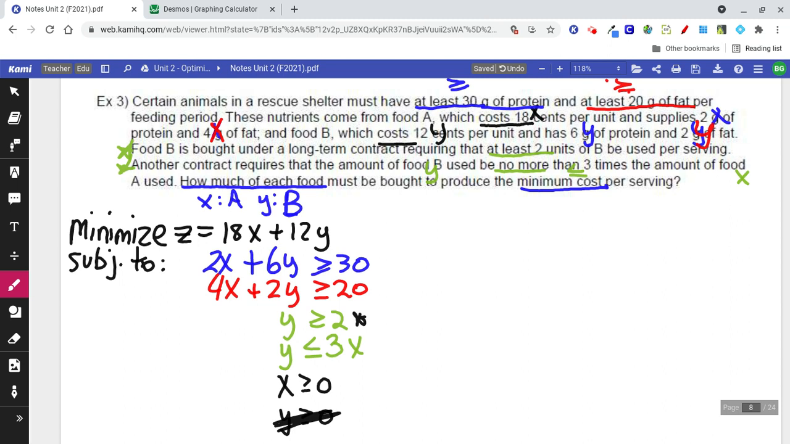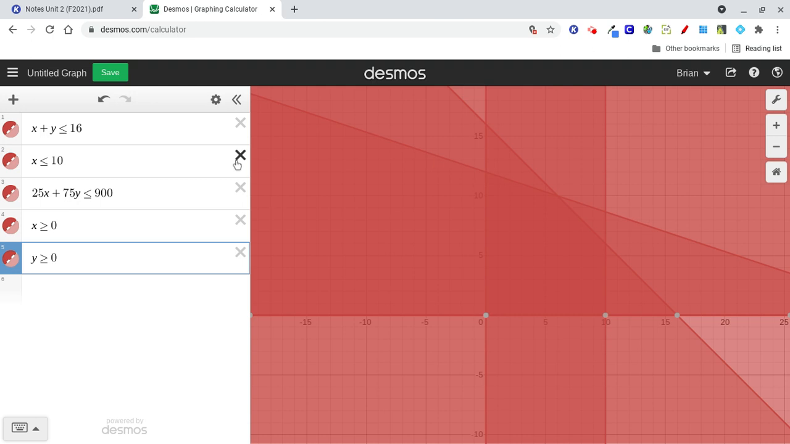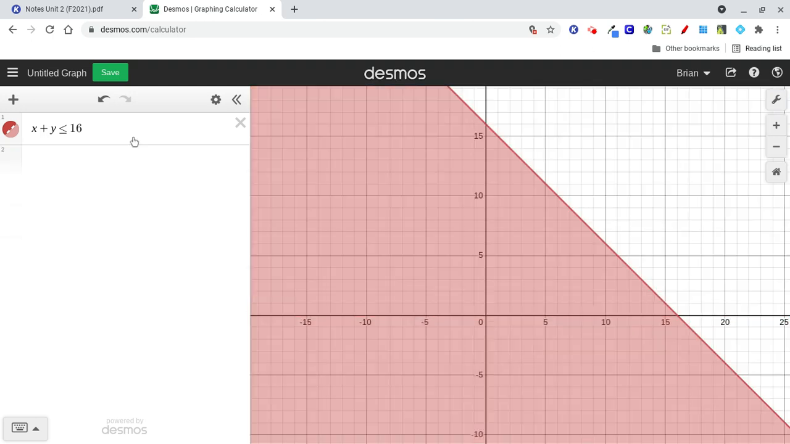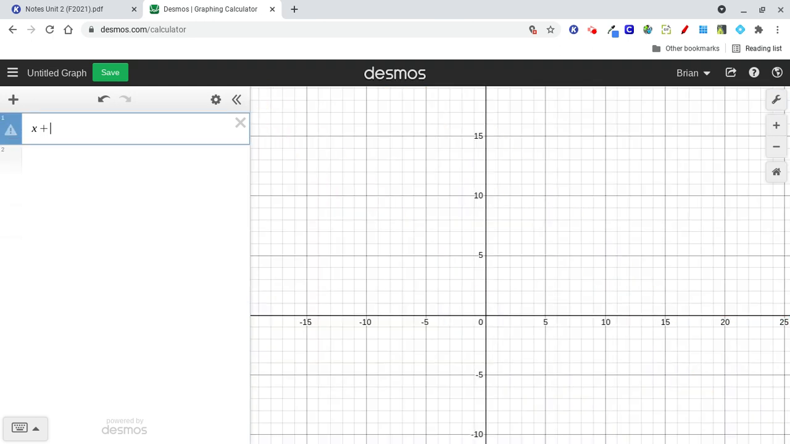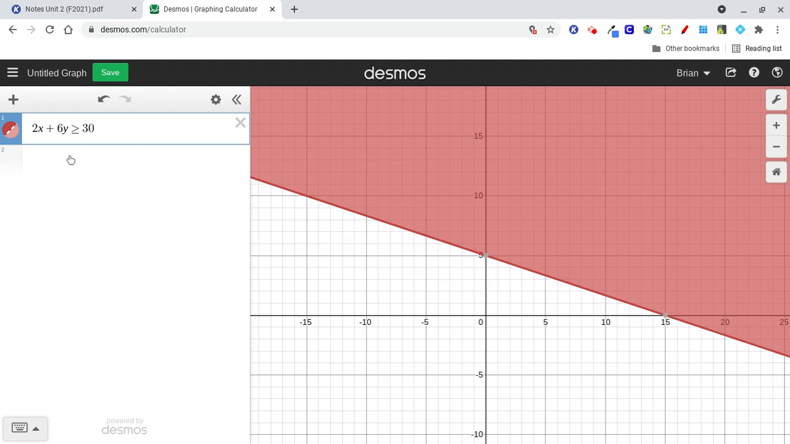Okay, so there's our setup. We've got the objective function and constraints. Let's go to Desmos and graph. Again, we don't graph the objective function. We only graph the constraints. There's the first one.